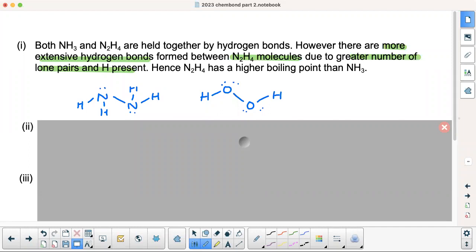Okay, so now when you look at these two, is it about the strength of the hydrogen bond or is it the extensiveness? Now you have hydrazine and hydrogen peroxide. Look at these two molecules. Ask yourself, is it the strength or is it the extensiveness? Or is it both? That's the next question already.